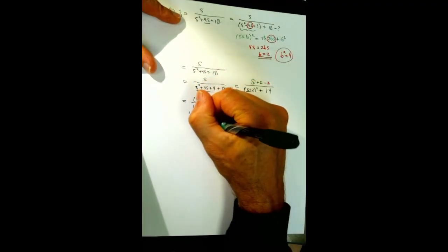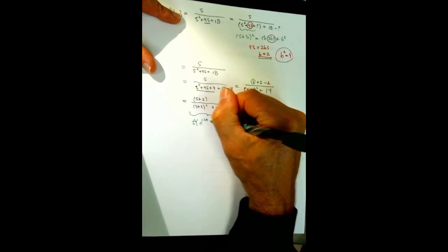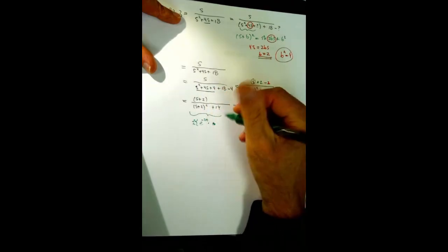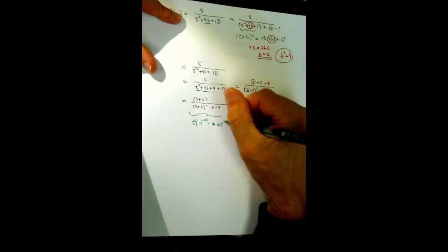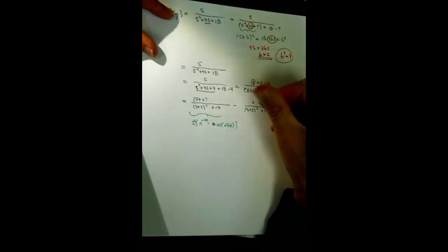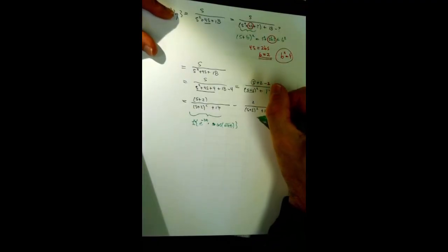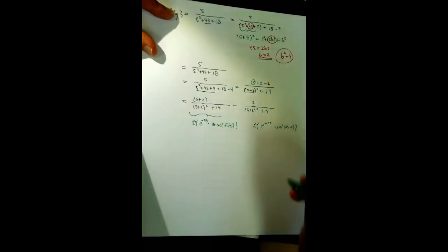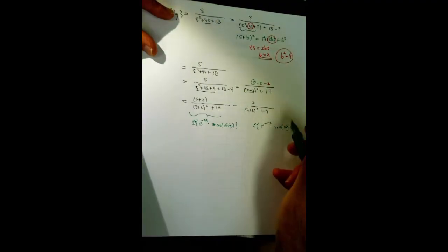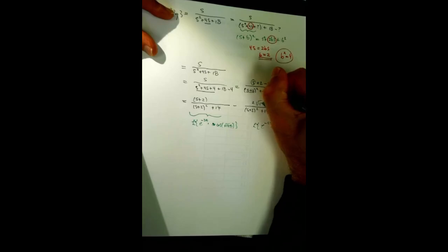This looks a lot like the Laplace transform of e to the minus 2t times, what was it? Cosine? Cosine. And this can be the square root of 14t. This is sort of like the Laplace transform of e to the minus 2t times sine of square root of 14t. It's not, though, because I would need square root of 14 there in order to make that work.